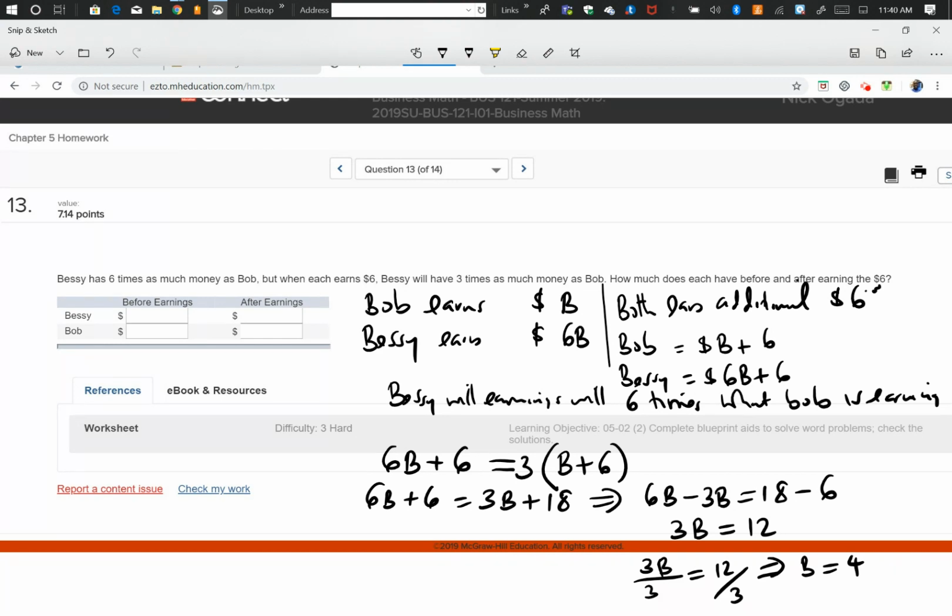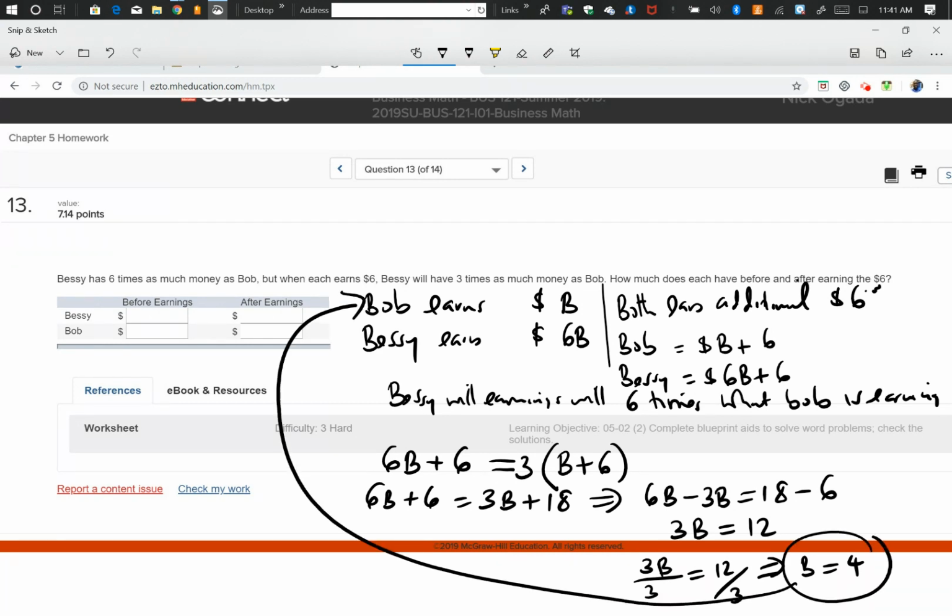But what does B represent? Remember, B represents what Bob is earning, because we said Bob is earning B dollars, but Bessie is earning 6B. This is before the $6 additional increase. So initially, Bob was earning $4, and Bessie was earning 6B. We know that B is 4, so Bessie was earning 6 times 4, and this will tell us Bessie was earning $24, and this is just before.